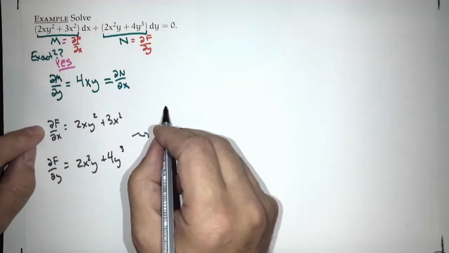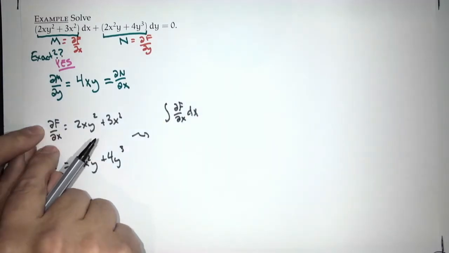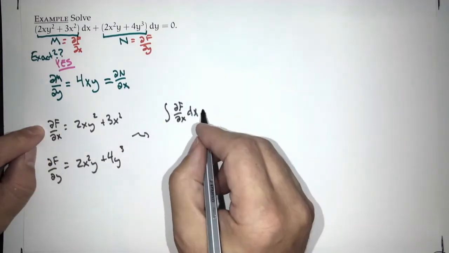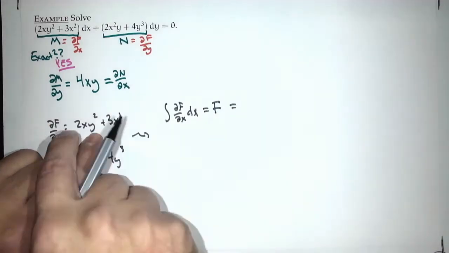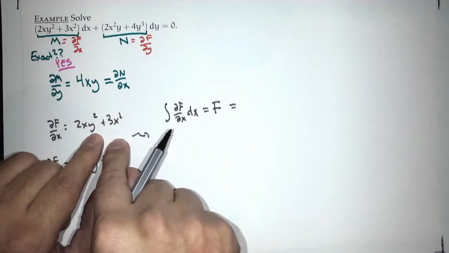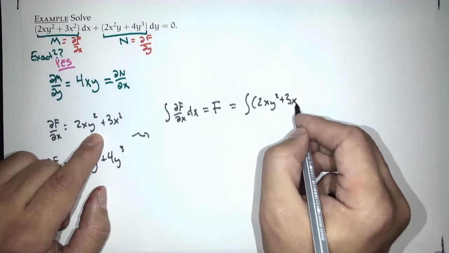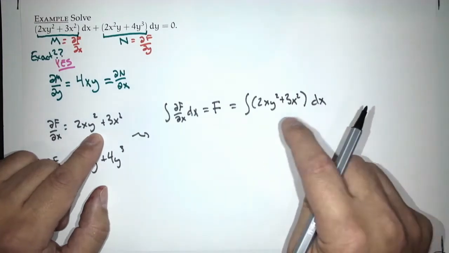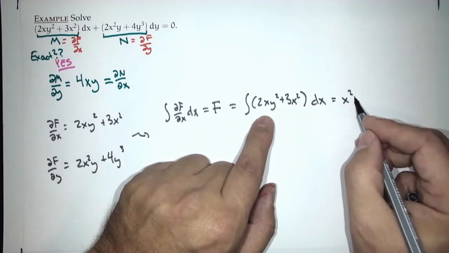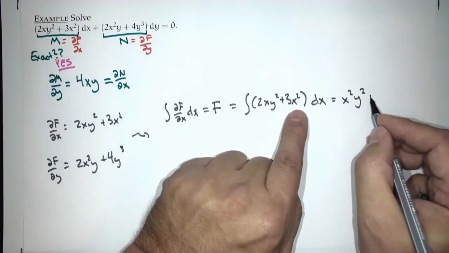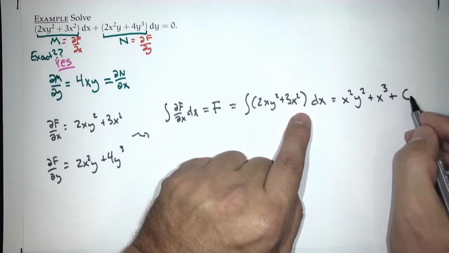So here, I'm going to integrate with respect to x. So integrate partial f partial x with respect to x. That'll give me my function. What happens when I integrate on this side? What do I get? So integrating 2xy squared plus 3x squared dx. What's the integral turn out to be? x squared y squared plus x cubed plus c of y.